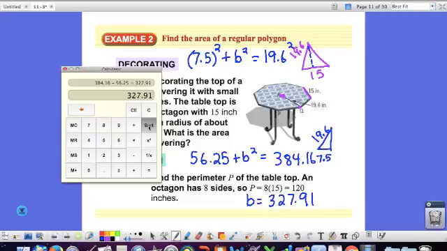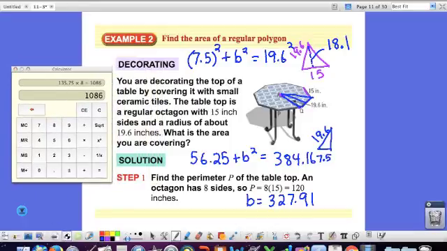And I want the square root of that, and that's about 18.1. So now if I go back to the original triangle, the base is 15. The apothem, or the height of the triangle, now is 18.1. So 18.1 times 15 is 271.5, divided by 2 is 135.75. There are actually 8 of these, and so the total is about 1,086.